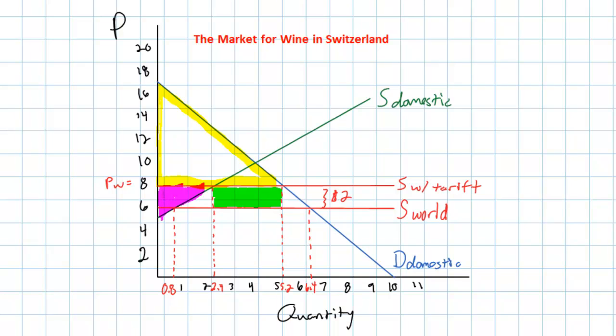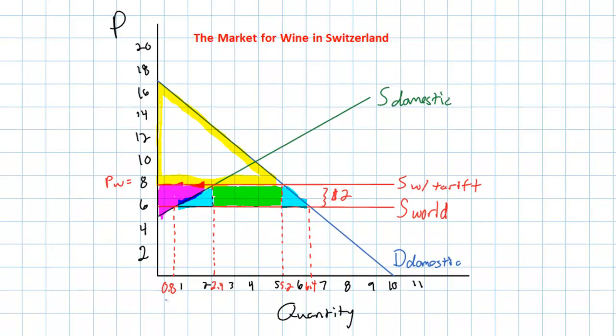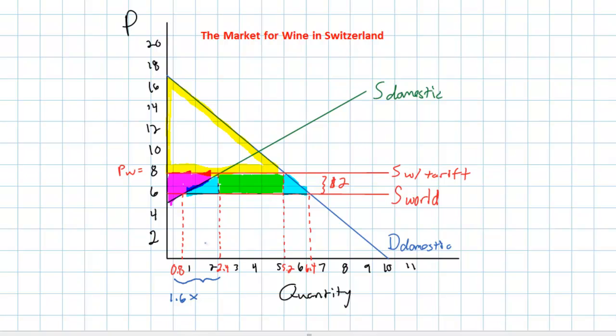The government revenue is highlighted in green, but if we look closely at this graph, we can see that there are two triangles that are no longer represented in the total welfare in the wine market in Switzerland. The two triangles which I'm outlining in blue represent the deadweight loss, or the loss of total welfare from the tariff on imported wine. We could actually go ahead and calculate the total amount of deadweight loss fairly easily. Let's do that. Let's do the one on the left first. We know that the base of the triangle on the left is 2.4 minus 0.8, which is 1.6. The height is the $2 tariff. If we divide that by 2, we'll see that the size of that triangle represents $1.6 of deadweight loss.